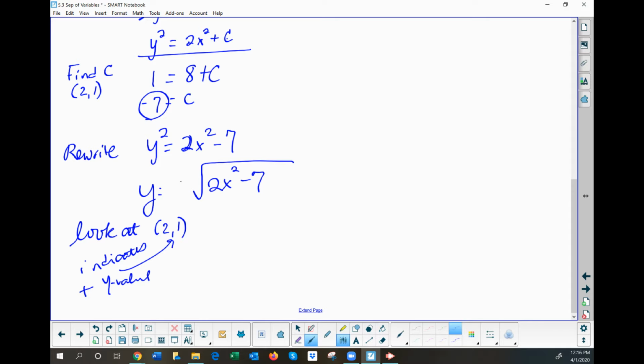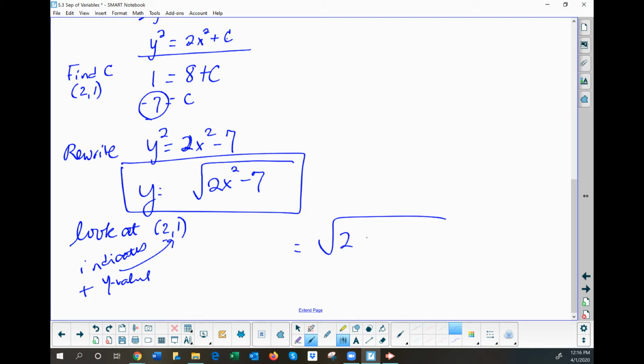Now, could I check this answer? For sure. Let's go 2, plug in our 2 there, subtract 1. This should equal, or subtract 7, this should equal 1. I get 4. 4 times 2 is 8. 8 minus 7 is square root 1. And yes, indeed, it checks out. We get a y value of 1. So we know we've done it right.